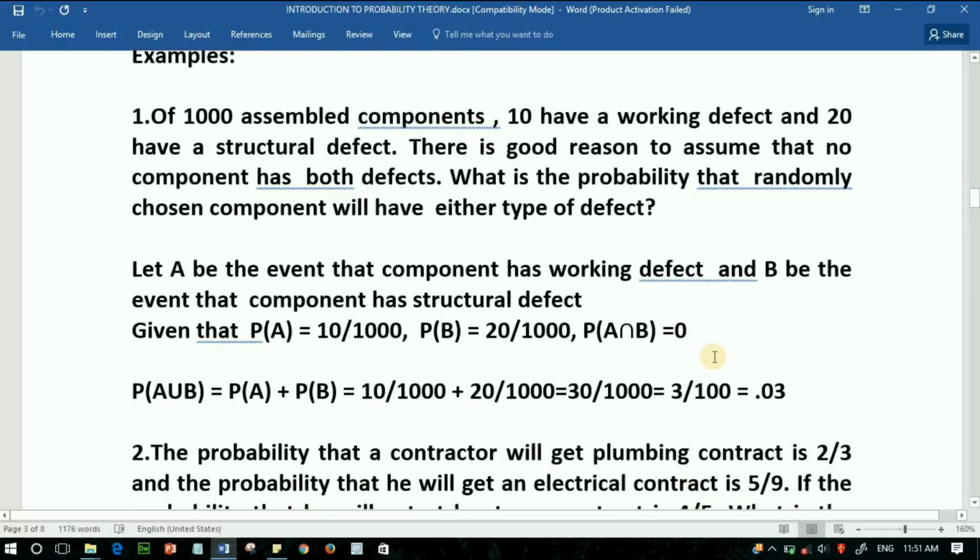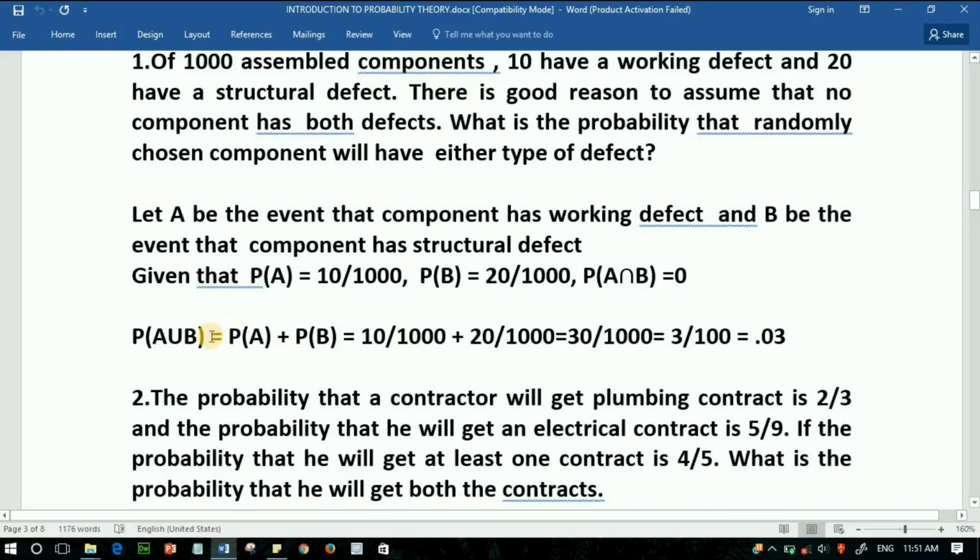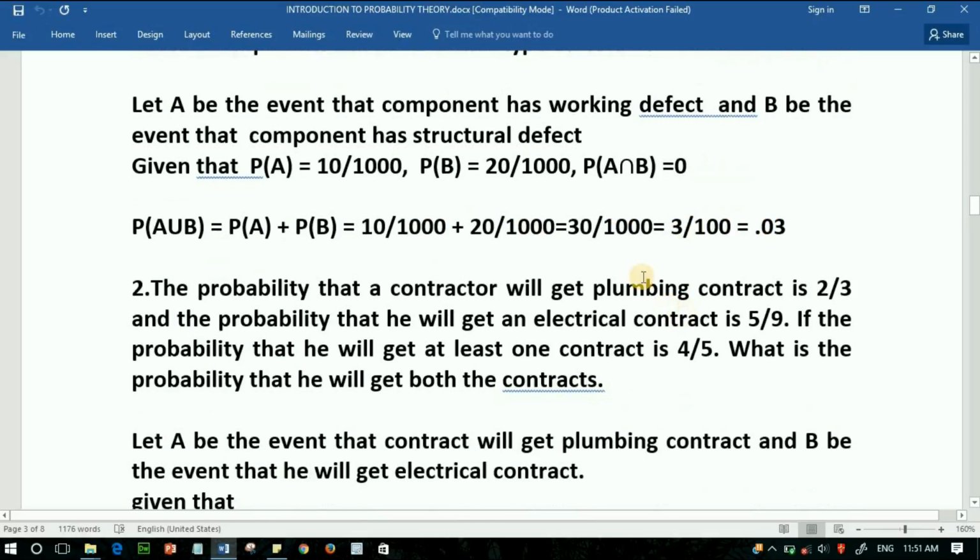So if A and B are mutually exclusive, the probability of A union B, the probability of A or B occurring, is equal to P of A plus P of B, that is 10 by 1000 plus 20 by 1000. Taking the LCM, we get 10 plus 20, 30, 30 by 1000, that's equal to 3 by 100, that's equal to 0.03.